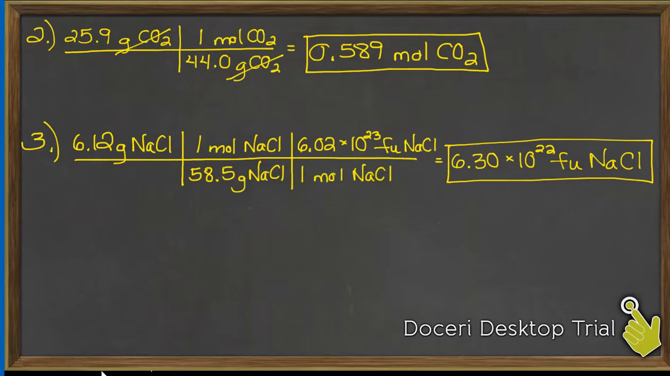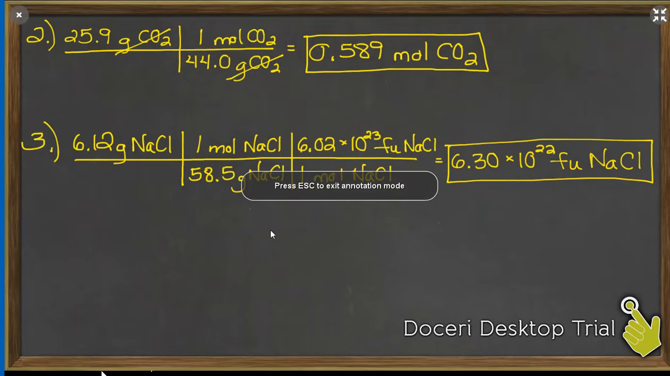Okay, so you can see my answers here for numbers 2 and 3. And unlike number 1, number 2 has the molar mass in the denominator now. How did I know to put it there? Because I started out in grams of carbon dioxide, so I need grams of carbon dioxide to be in the denominator, and that's where the molar mass goes.